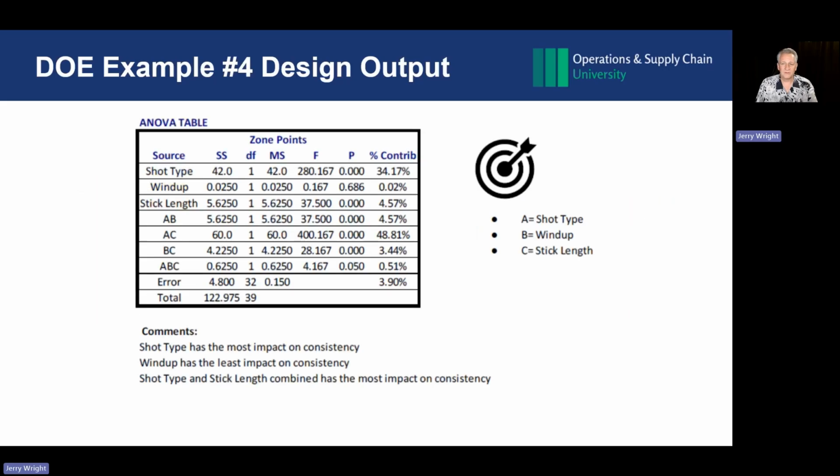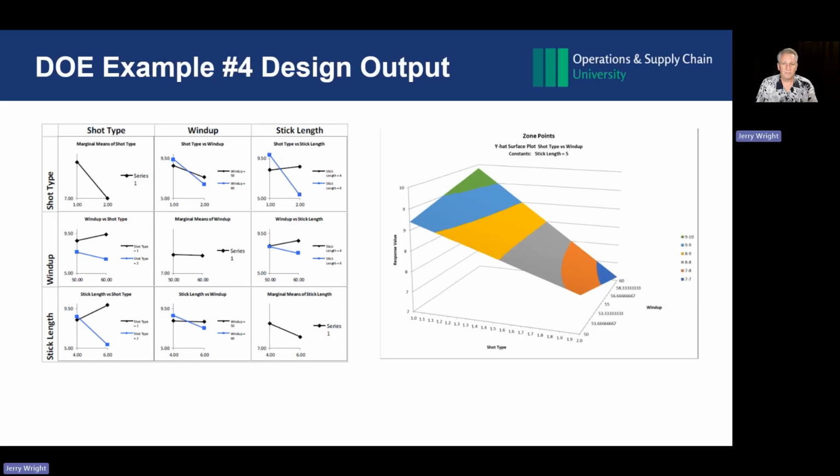Interestingly enough, shot type was pretty important. You can see that 34.17% contribution. Windup didn't matter. 50 or 60 didn't matter. Stick length did matter, but not much. So the big thing was AC. So shot type and stick length were the key factors to get the higher capability. So again, he ran the multi-plots and then the zone points. You can see the surface contour plot for this example.